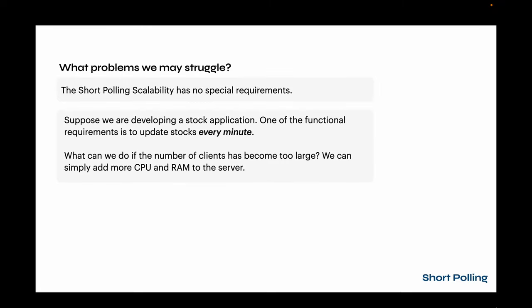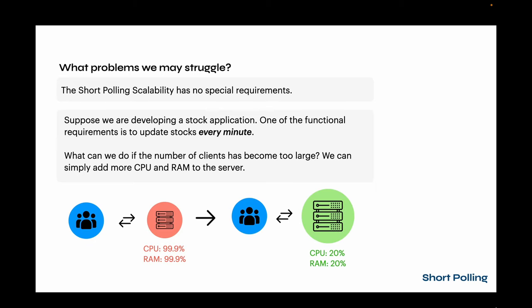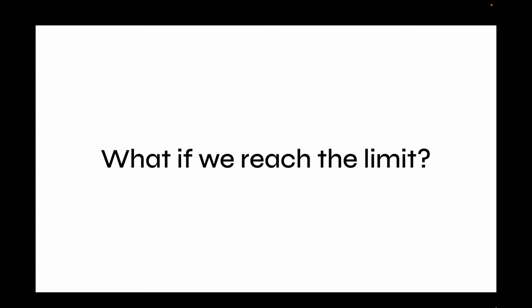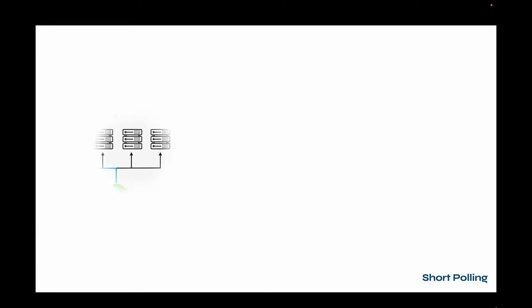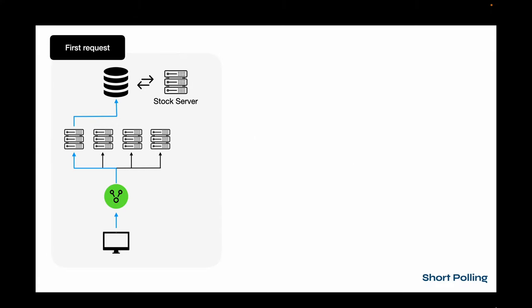However, let's consider an example application to understand how scaling works, which will be beneficial later. Assume we're developing a stock application that needs to update stocks every minute. What if the number of clients becomes too large? We can simply add more CPU and memory to the server. That is vertical scaling. But what if we reach the limit? We have already added the maximum memory and the most powerful CPU, but it's still insufficient. In such a case, we must switch to horizontal scaling.